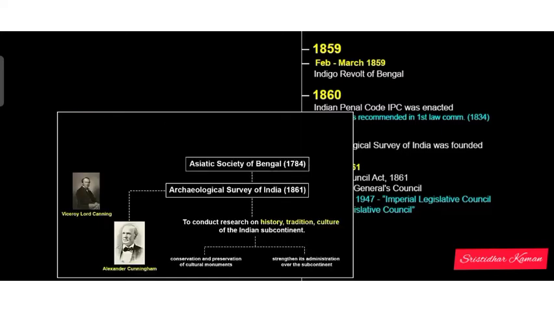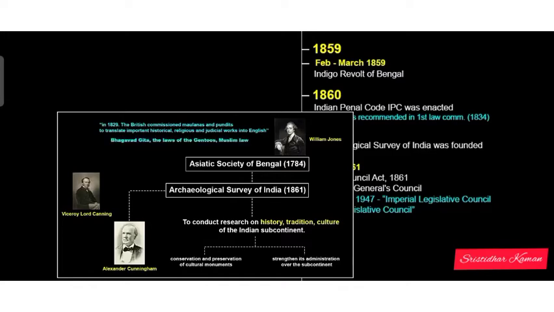Long before the ASI, the British had founded the Asiatic Society of Bengal in 1784. It was founded by William Jones. Its initial goal was to learn about the importance of Hindu culture and the vital role of Sanskrit in the Aryan languages. Then later on in 1829, the British commissioned Maulanas and Pandits to translate important historical, religious and judicial works into English. Among the first books to be translated were the Bhagavad Gita, the Laws of Manu, Muslim law and so on.